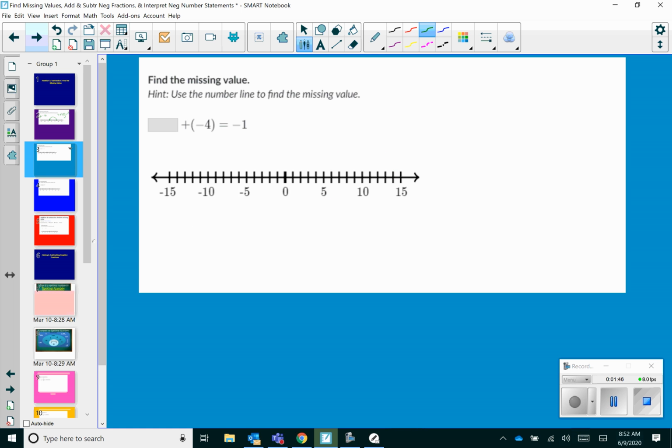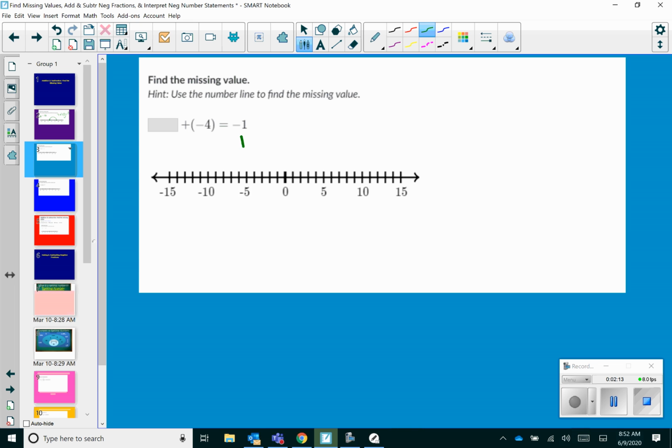Let's try another one. Notice now that I'm missing my starting point, then they're telling me what to do and giving me the answer. So we don't know where we're starting at. That's going to be the tricky part. All I know is that I'm going to be adding a -4. Well, when you add a negative, which way do you move? It's addition, which means you'd normally move to the right, but you're adding a negative, which means you're going to be moving to the left.